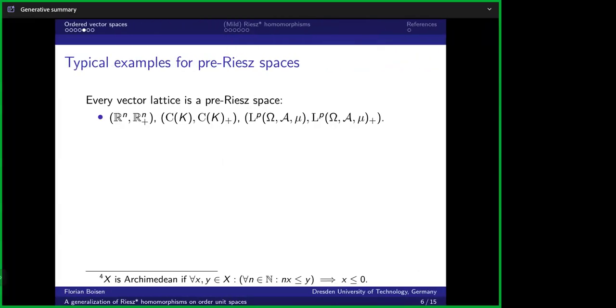Now some examples. The first class of pre-Riesz spaces are, of course, vector lattices, because every vector lattice can be order densely embedded into itself. And this already gives you many examples, like the Euclidean space with the standard cone, where the order is defined component-wise, or the space of continuous functions with the standard order, where the order is defined point-wise, or, for example, L^p spaces with a point-wise almost everywhere order.